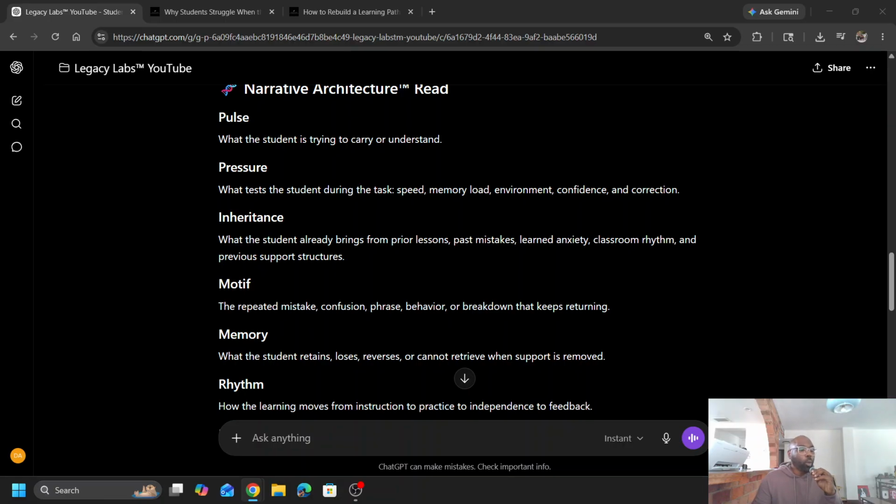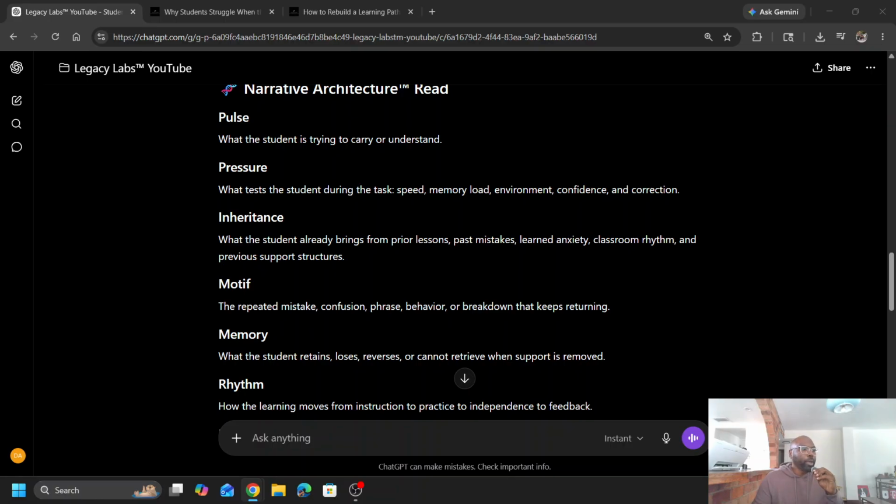So motif, what keeps repeating? For Eli, maybe Eli reverses the sounds. Maybe he pauses at the same point. Maybe he guesses when the task speeds up. Maybe he just gets it with support and then loses it on his own. That repeated mistake is not random. It's a diagnostic signal. It shows us where the structure is breaking.